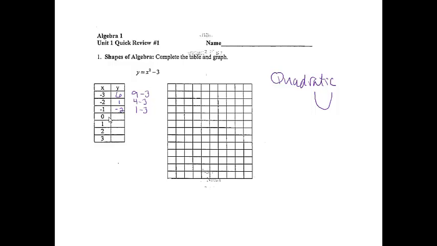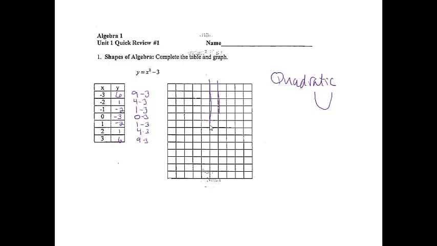negative 2. And then if I plug in 0, 0 squared is 0, minus 3 is negative 3. And then if I plug in 1, 1 squared is 1, minus 3 is negative 2. And then 2 squared is 4, minus 3 is 1. And then 3 squared is 9, minus 3 is 6. So now we're ready to go ahead and graph it.